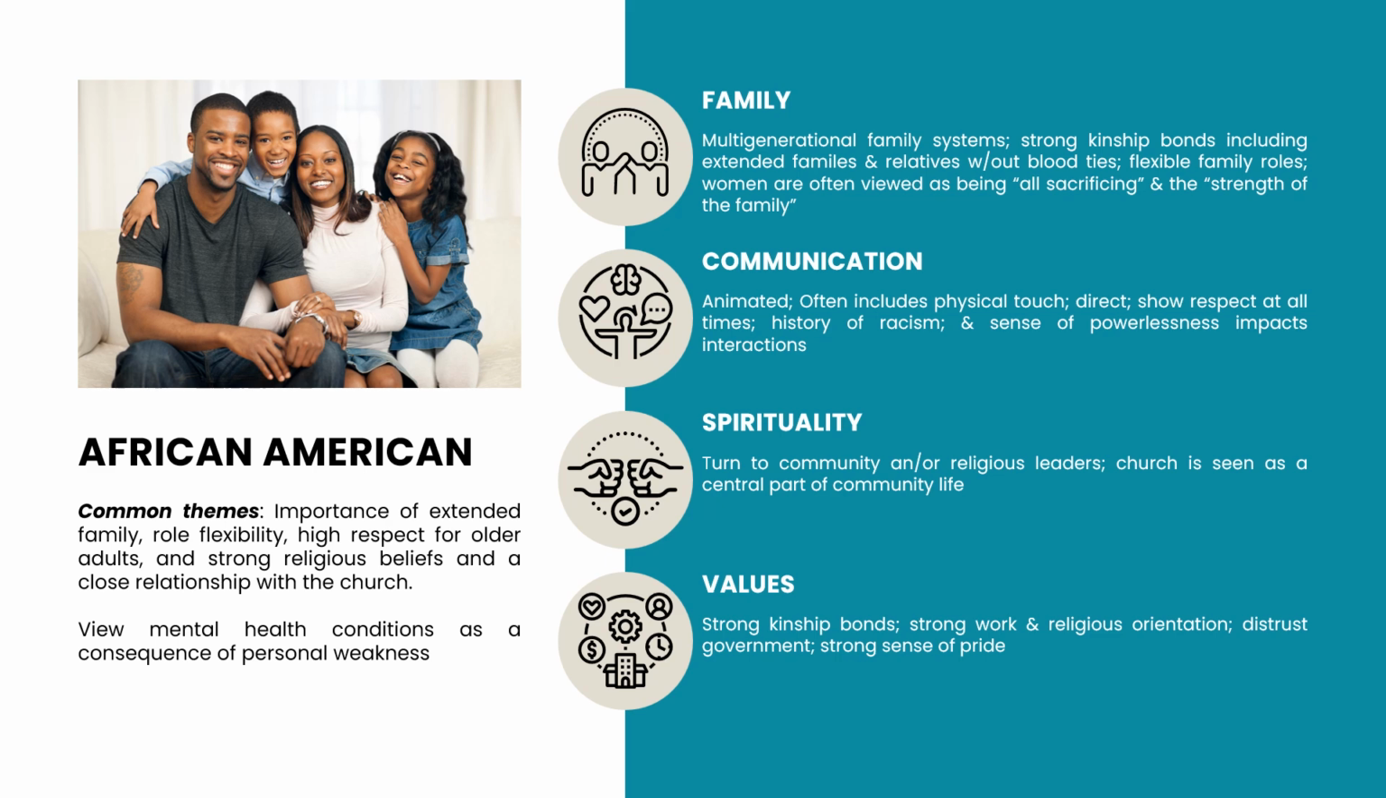When it comes to family, they have multigenerational family systems, strong kinship bonds, including extended families and relatives without blood ties, flexible family roles, and women are often viewed as being all sacrificing and the strength of the family. When it comes to communication, they can often be animated. It often includes physical touch when they're communicating. They're direct. They show respect at all times. There's a history of racism and a sense of powerlessness that impacts their interactions.